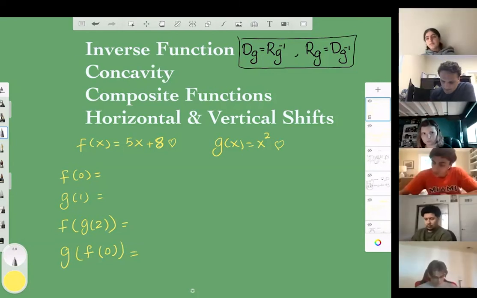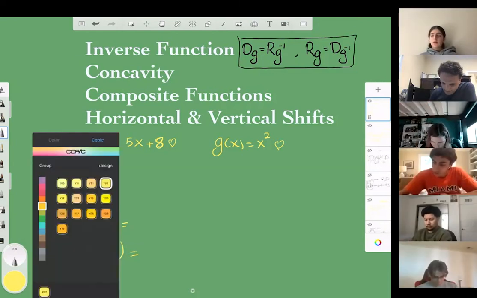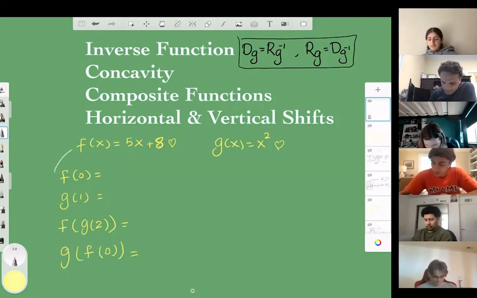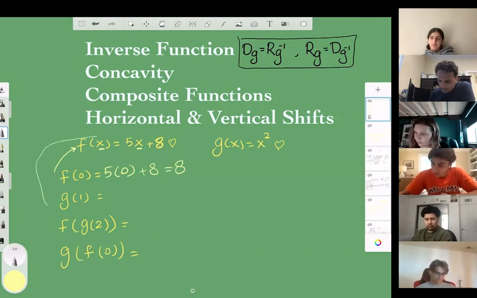So f of 0, that means we only deal with the first function. There's nothing to do with the g. X here, x there, we're going to have 5 times 0 plus 8. The answer will be 8. G of 1, we are dealing with this function, 1 squared is 1. So this is done. The other one is done.